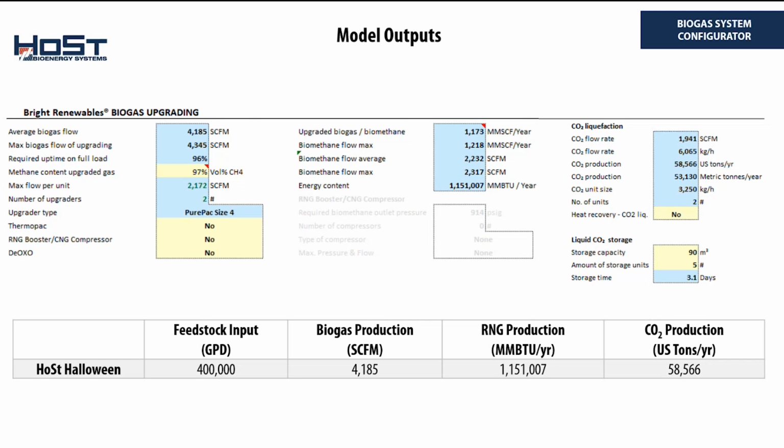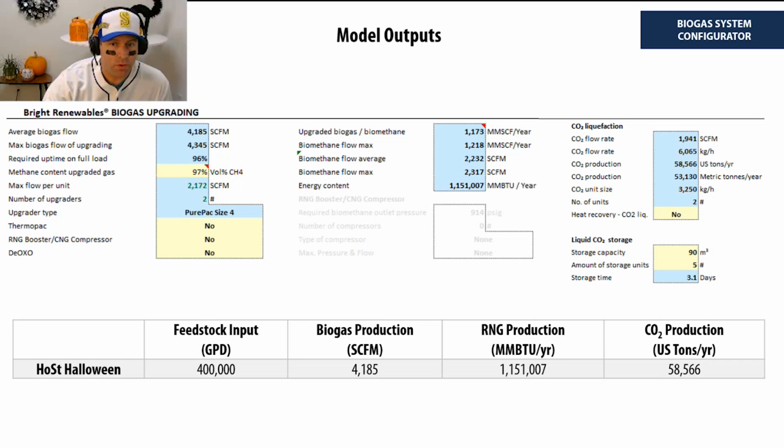Okay, this is the big number here. Biogas, 4,185 SCFM, and then these two are the money makers. This is what you're able to sell: 1.151 million MMBTU per year of RNG and 58,000 US tons per year of CO2. Really strong production out of pumpkins, of all things.